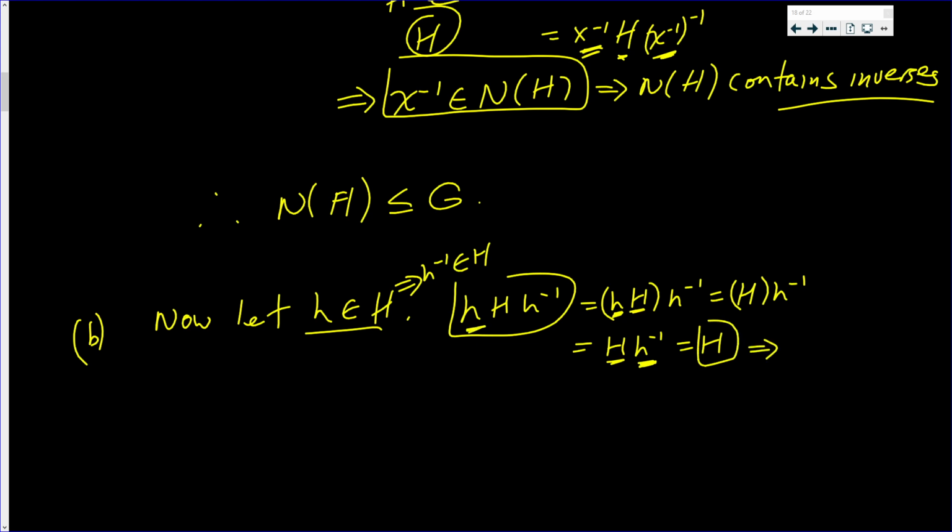That implies that h is in N of H. But h was just any old element in H. Therefore, H is a subset of N of H. And that completes the proof for parts A and B.